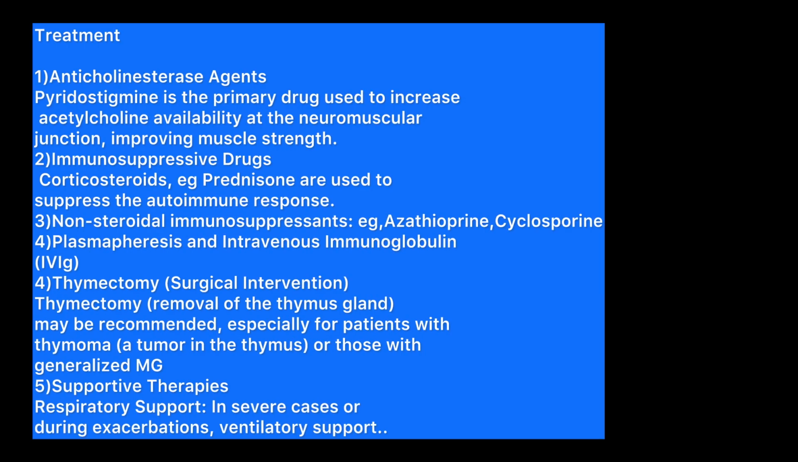For the medical management, anticholinesterases like pyridostigmine are used, which help to improve the symptoms, but there is no cure. To suppress the immune system, corticosteroids, for example prednisone, are used. In case of non-steroid immunosuppressants, azathioprine or cyclosporine are used. Plasmapheresis with administration of IV immunoglobulin is used in severe cases, which filters the blood by removing antibodies that attack the receptors at the neuromuscular junction.